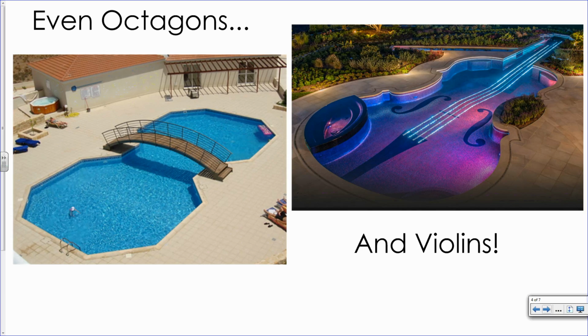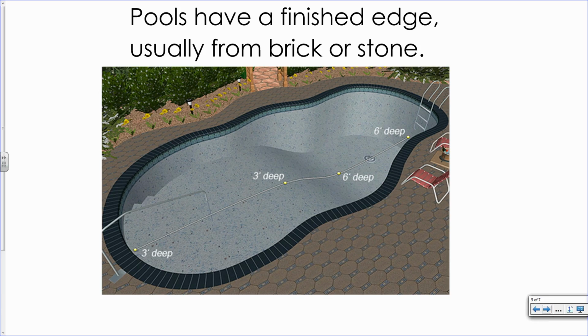There's some more pools. This octagonal pool, that might not be too hard to work with. And this violin, which is quite the fancy pool. So lots of different ideas on your pool designs. Now, pools have a finished edge, and it's usually from brick or stone that goes around the outside. So you see around here, they put this fancier brick. And that's going to be very important in your project today for you to realize that you've got to put bricks all the way around the perimeter or the outside of your pool.